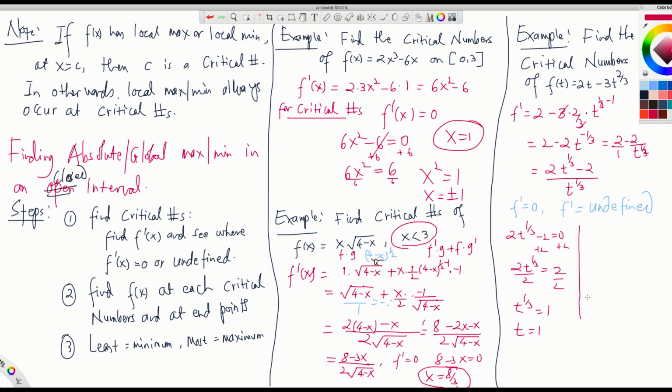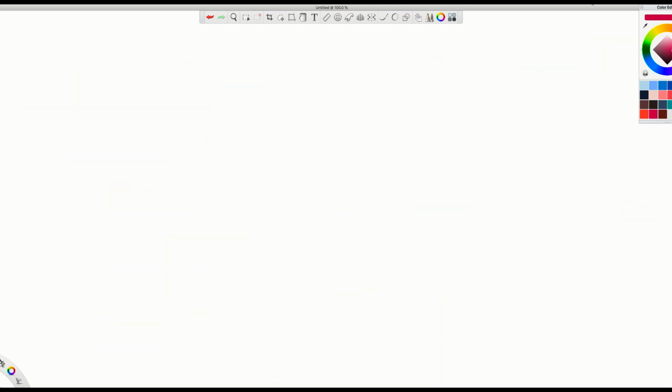And what is the other critical number? The other critical number is the value of t that makes this undefined. t equals 0, right? It makes f prime undefined. So what are the critical numbers? Therefore the critical numbers are t equals 1 and t equals 0. These are the critical numbers.